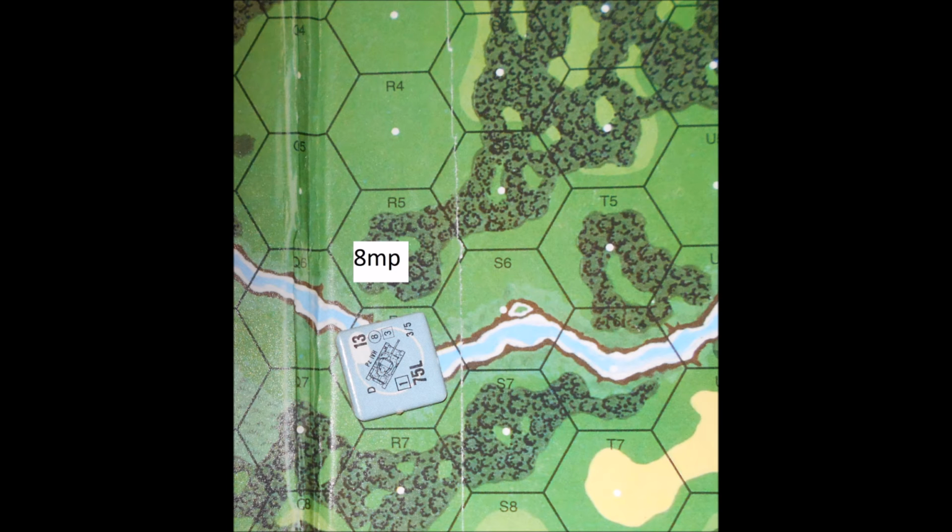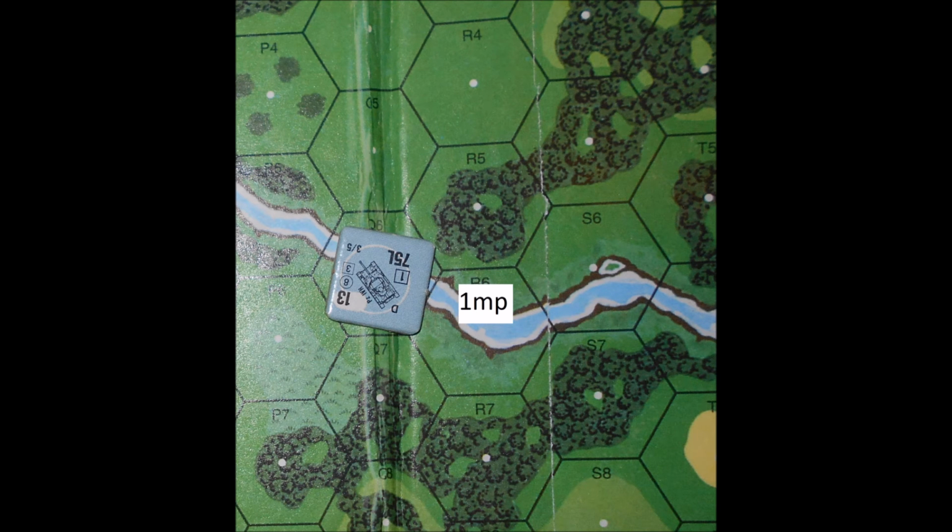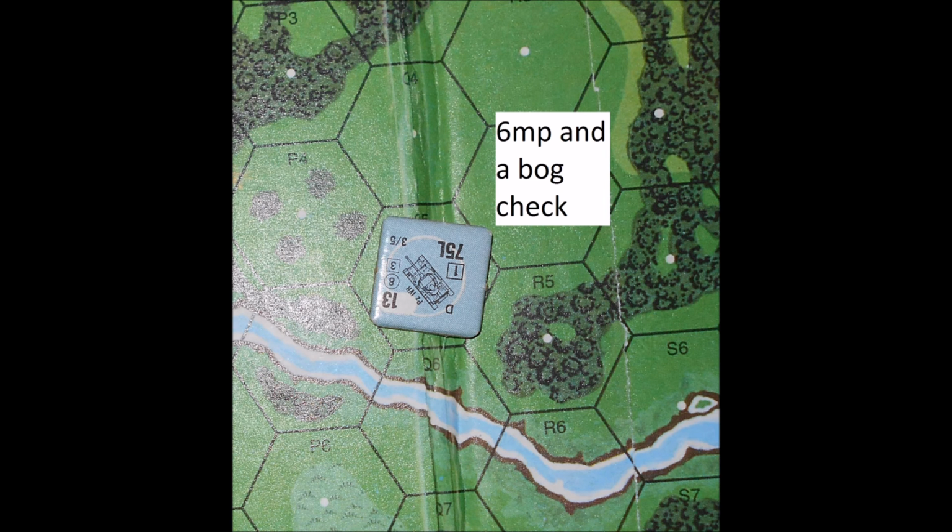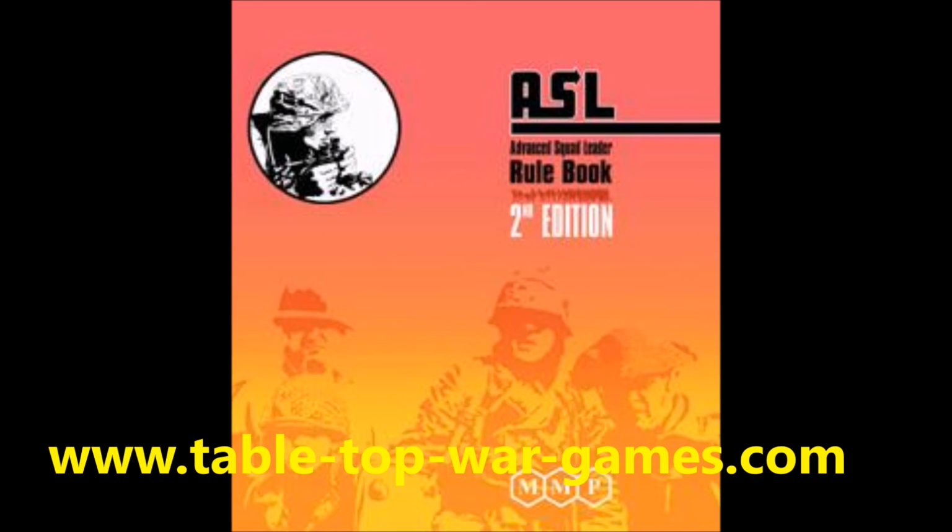Vehicles transit shallow and deep streams as if they are gullies. However, to go up a level, it pays the usual increase in elevation penalties and has to pass a bog check. So if the Mark IV tank wanted to get out of the stream, it would have to pay 1 MP to start and 4 plus cost of terrain for a total of 6 MP, and then have to pass a bog check. That finishes our presentations on gullies and streams with regards to movement in Advanced Squad Leader.